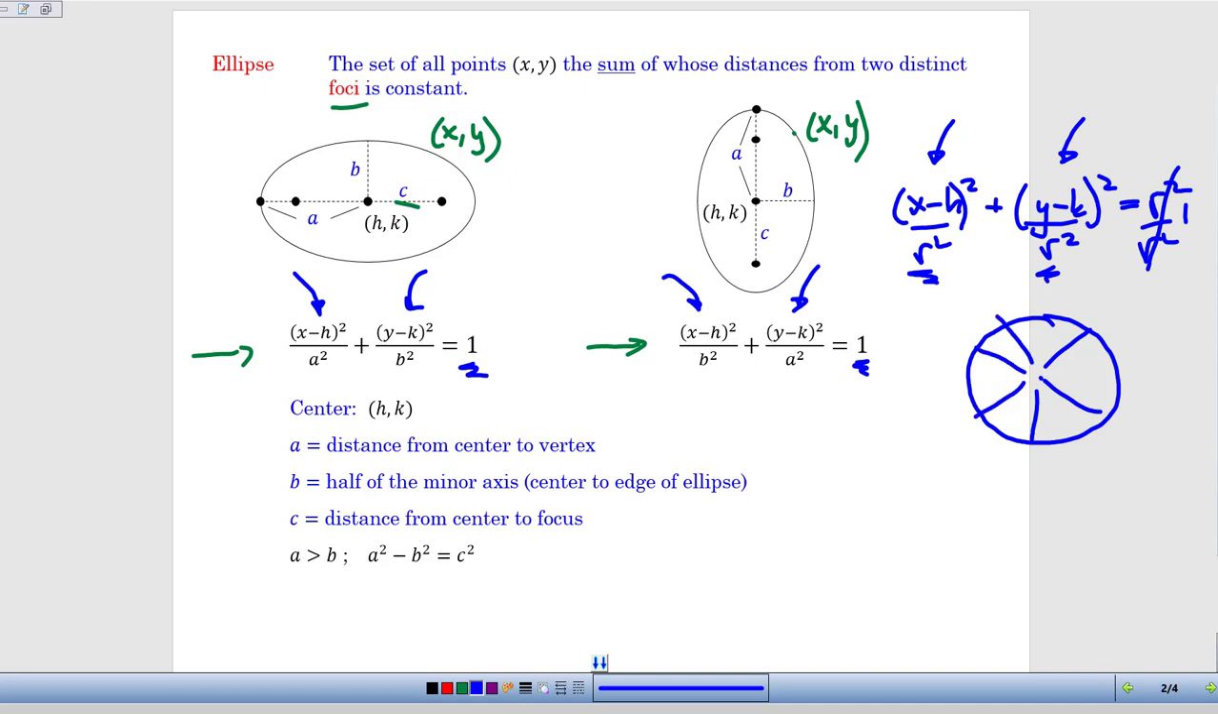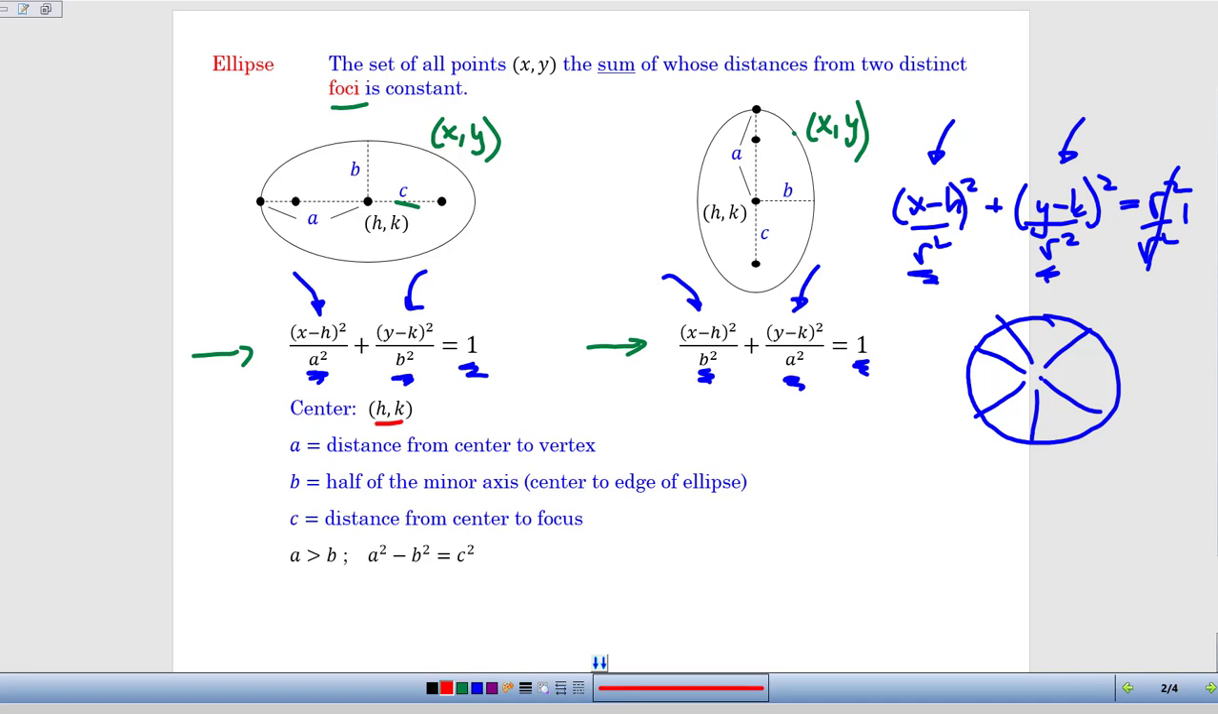Whereas in an ellipse, clearly we're going to have a change in the length from the center, but it's the sum of the distances from the 2 foci that remains constant. And so that is why we have these different denominators underneath the x and the y that we don't have in the equation of the circle. But hopefully we can see that there is some similarity here in the equations of these 2 shapes. Now, just like it was for a circle, the center is (h, k).